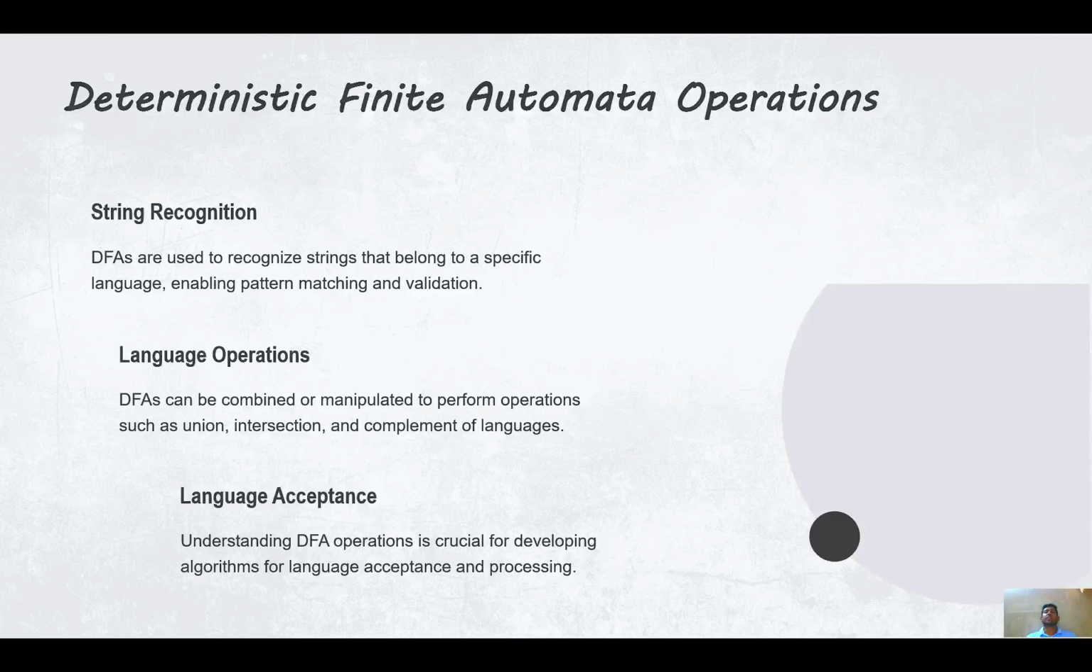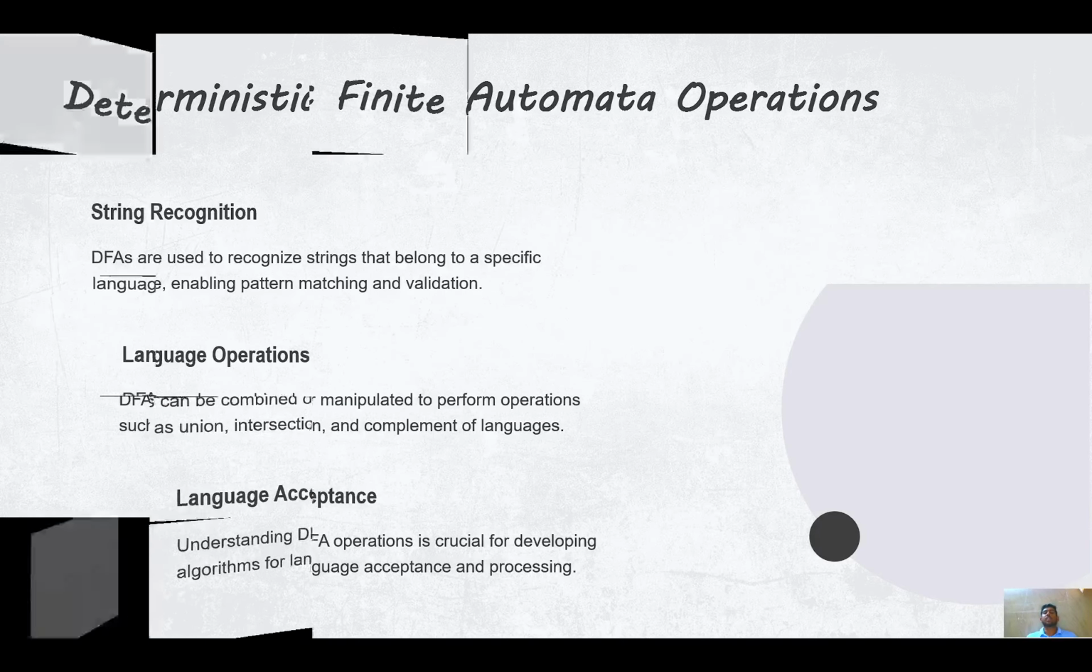Deterministic finite automata operation. String recognition. DFAs are used to recognize strings that belong to a specific language, enabling pattern matching and validation. Language operation. DFAs can be combined or manipulated to perform operations such as union, intersection, and complement of languages. Language acceptance. Understanding DFA operation is crucial for developing algorithms for language acceptance and processing.